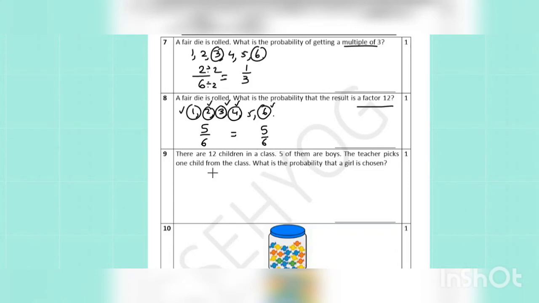In question number 9, there are 12 children in a class, 5 are boys. A teacher chooses one child, what is the probability that a girl is chosen? So out of 12 total, minus 5 boys, so there are 7 girls. Probability is 7/12.